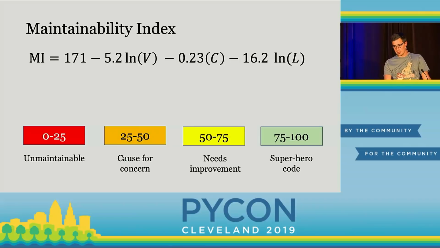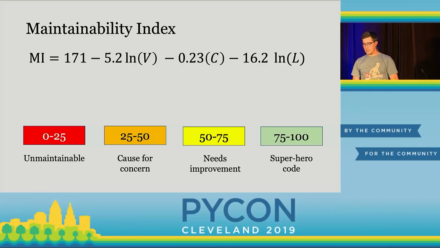There's actually a better measure than this. Don't worry too much about the equation. There are different versions of this equation, but this is called the maintainability index. The output is just a number from 0 to 100, and it's a scale. If you run the maintainability index over your code, it will just give you a single number. If that number is between 0 and 25, it means your code is unmaintainable. It's a bit of a mess. If it's between 25 and 50, it would be like my high school teachers say, cause for concern.